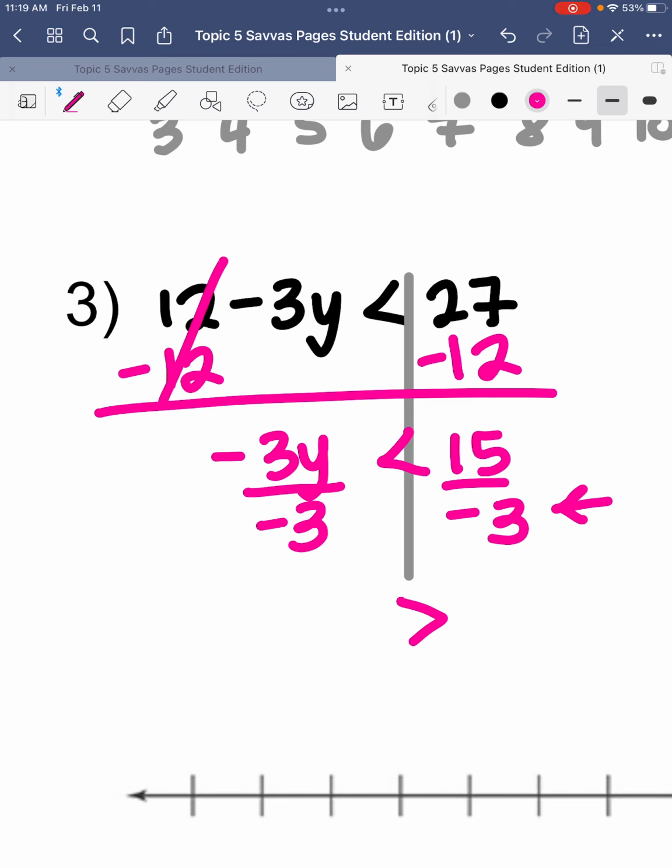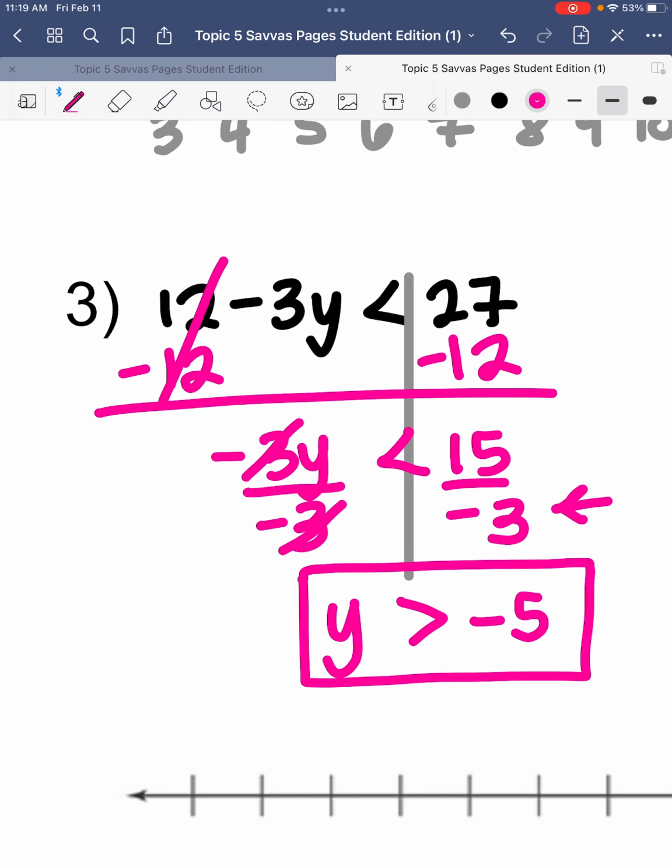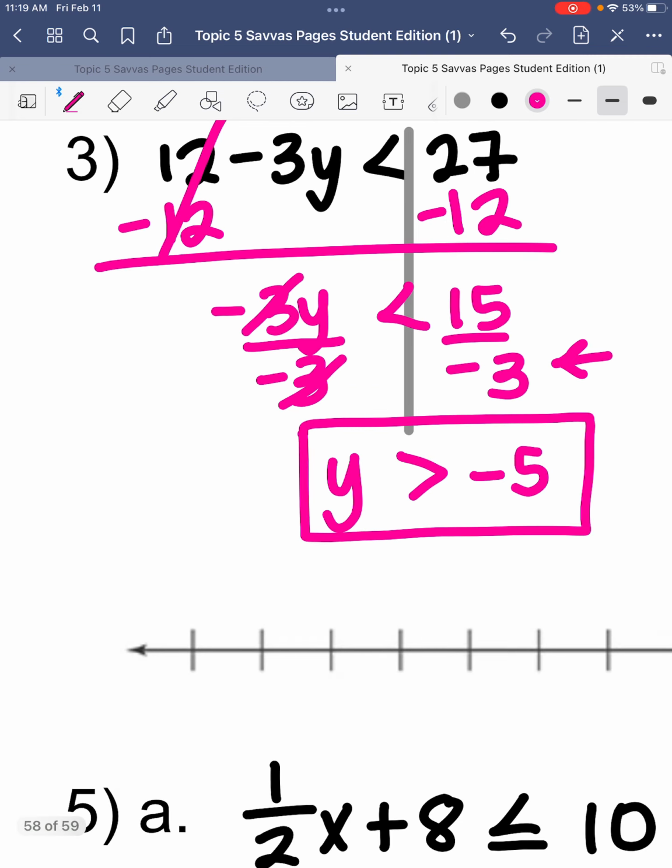So on the side with the y, the negative 3's cancel out, and y is by itself. On the other side, 15 divided by negative 3 is going to be negative 5. So y is greater than negative 5 is my solution. So now we just need to graph that.